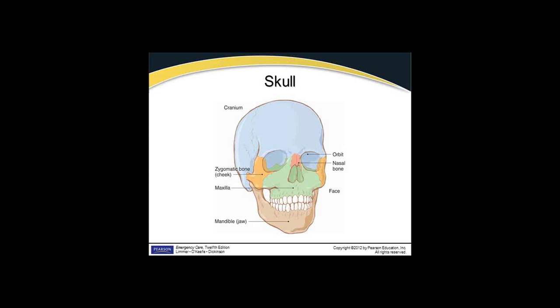The zygomatic bones, or the cheekbones, are the ones that form the structures of the cheek. Actually, part of your mandible comes up underneath that zygomatic bone and kind of fits into a little groove. The maxilla is the upper jaw that also extends in part of the cheek and into the nose a bit. You've got the nasal bones at the bridge of the nose. You've got some very small bones inside the nose, one of them called the vomer, which is nearly paper thin.